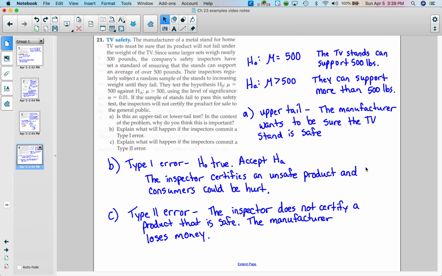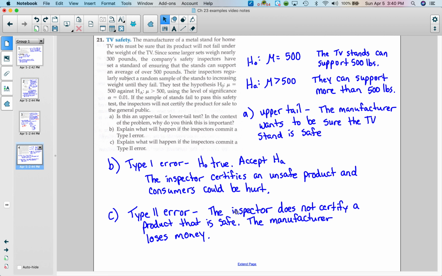For part B, explain what will happen if the inspectors commit a type 1 error. So remember, a type 1 error means the null hypothesis is true, but I accept the alternative. So, because I rejected H naught and accept the alternative, the inspector certifies an unsafe product and consumers could be hurt. Okay, so that would be a bad thing, obviously.